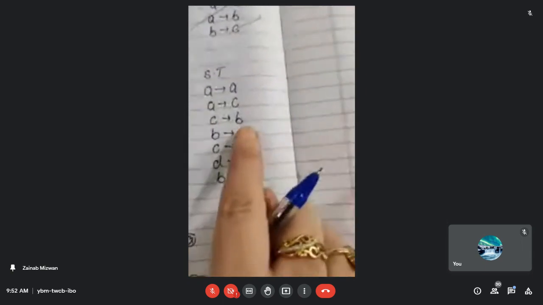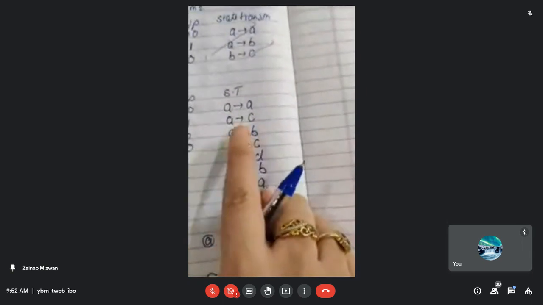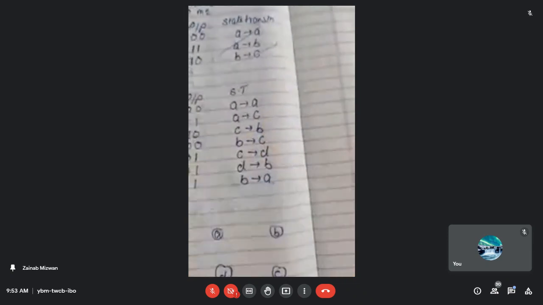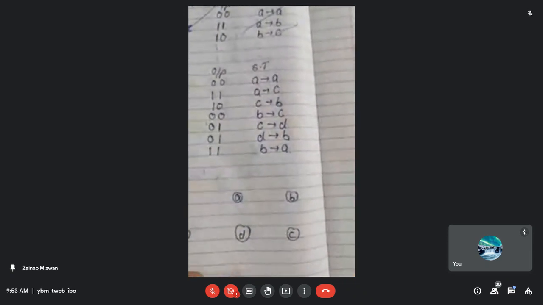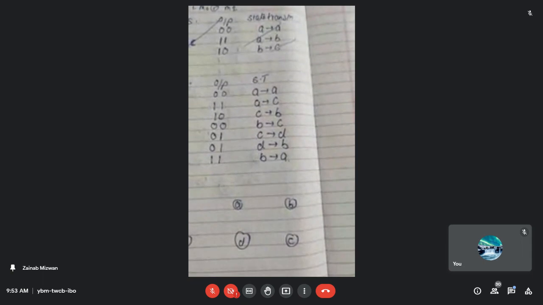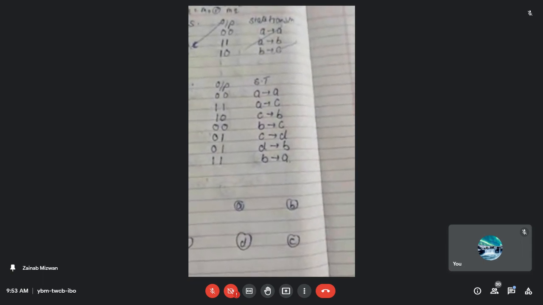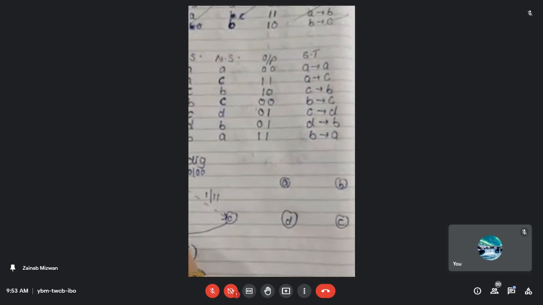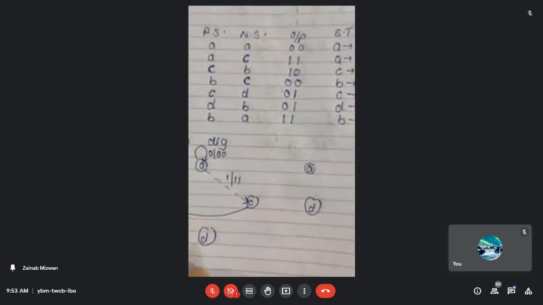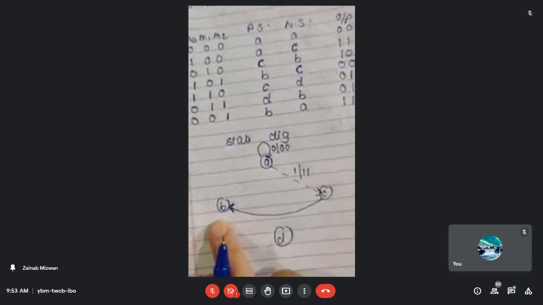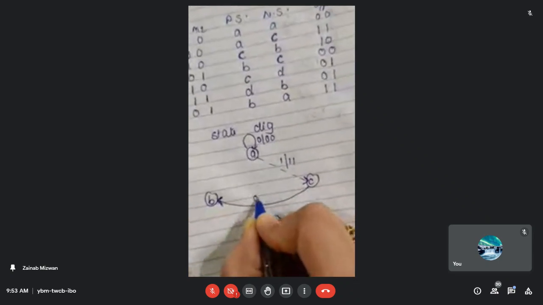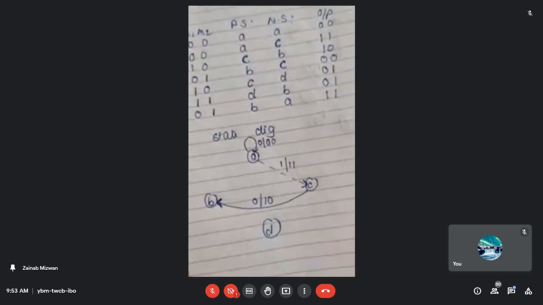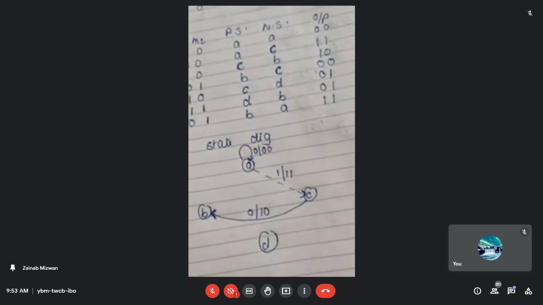From the state transition diagram, you can see we are moving from state C to state B when the input is 0. So I will just move in this way. If you want, you can just draw the arrows. We are moving from state C to state B when the input is 0 over here, so I will write the input is 0. And what about the output? Output is 1 0.